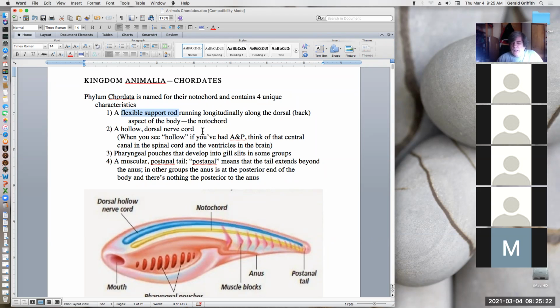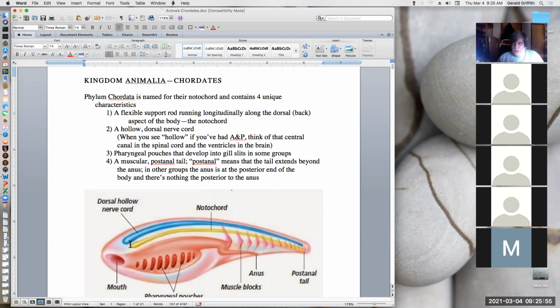So when we look at this, notice that it says hollow. If you've had an anatomy and physiology class, you might remember that in the middle of the spinal cord in people, there's something called the central canal. And the central canal extends into the brain. It forms the 4 ventricles. And so this hollow part is the central canal and these ventricles in the brain.